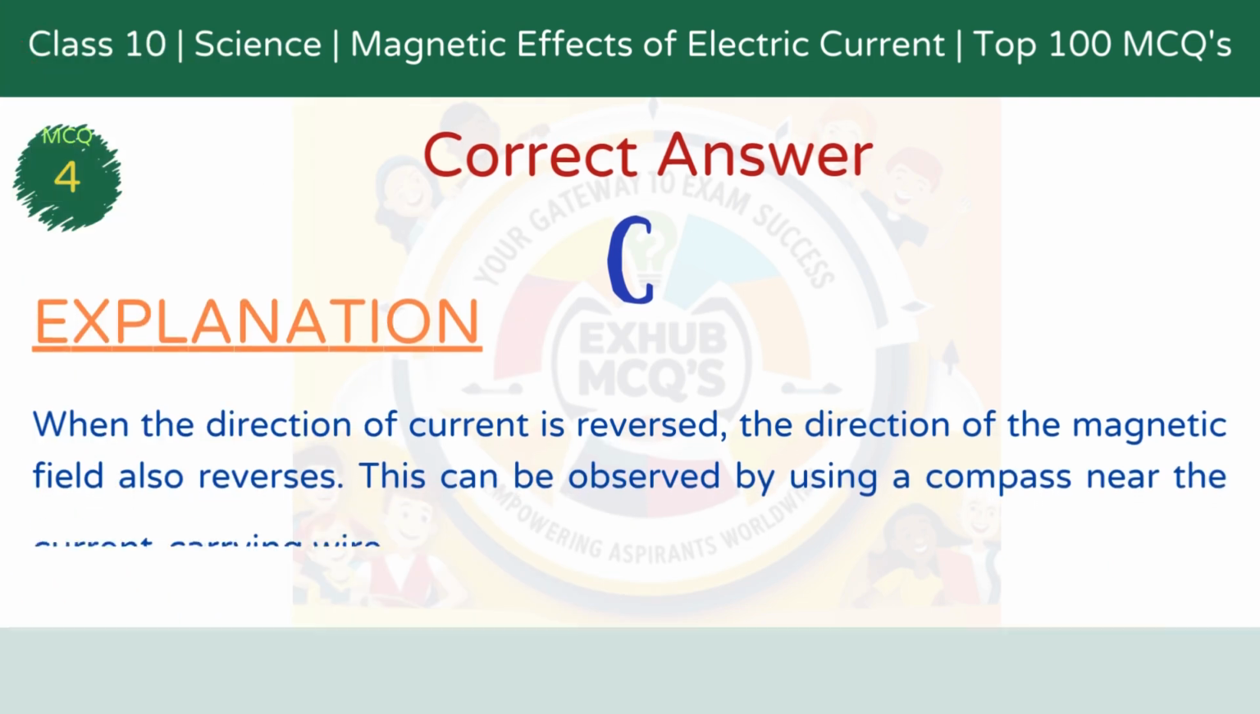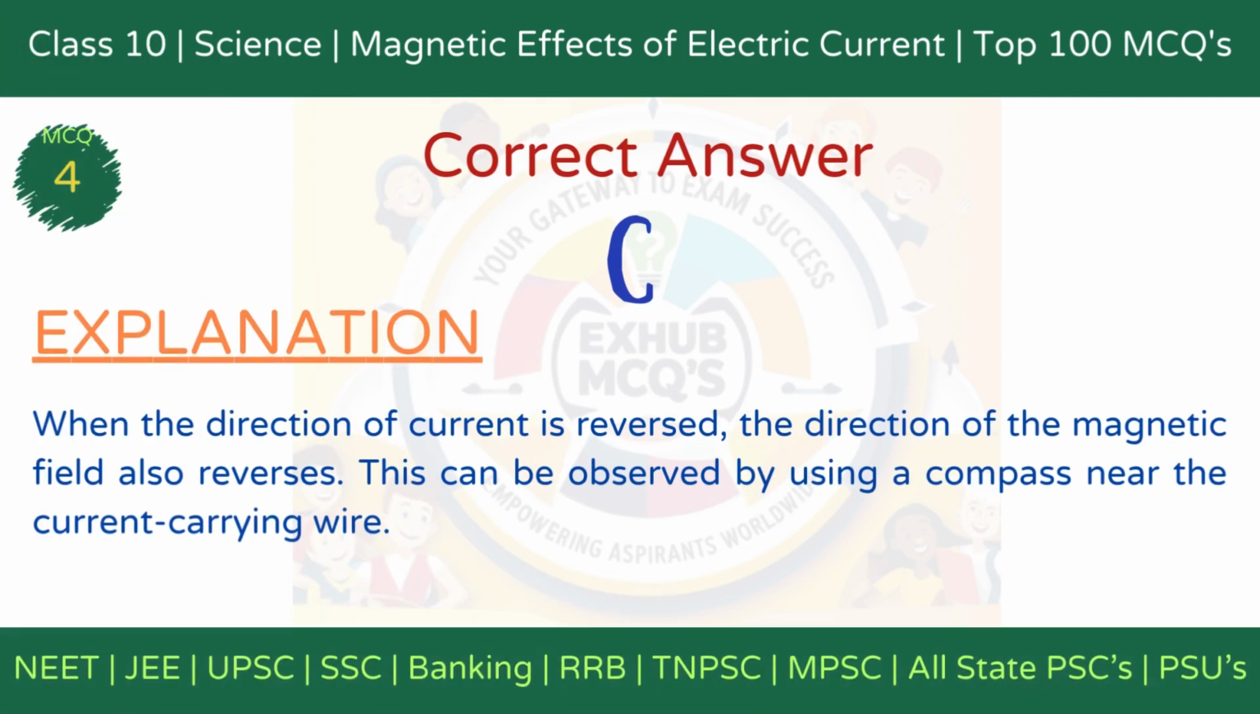The correct answer is option C. The field reverses direction. Explanation. When the direction of current is reversed, the direction of the magnetic field also reverses. This can be observed by using a compass near the current-carrying wire.